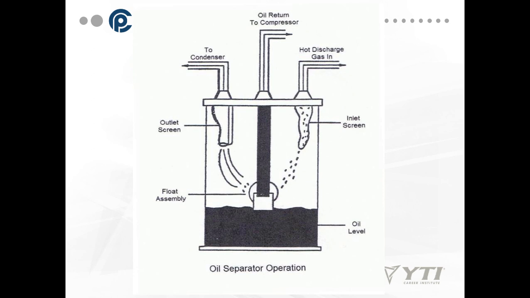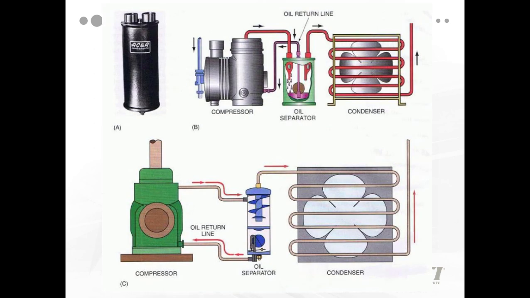And again, all it is, is gravity-based. The oil falls to the bottom. The refrigerant is lighter than the oil. The refrigerant moves on to the condenser. The oil gets returned to the compressor. It has a float valve in it that shuts off the oil return if there's no oil in the separator.